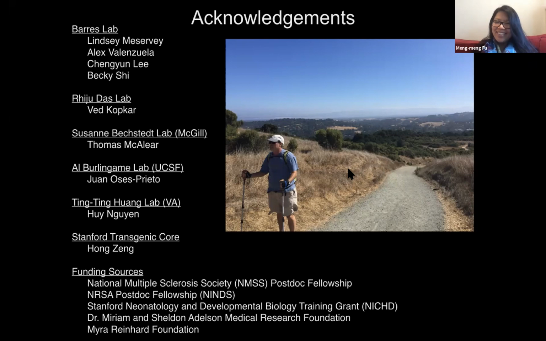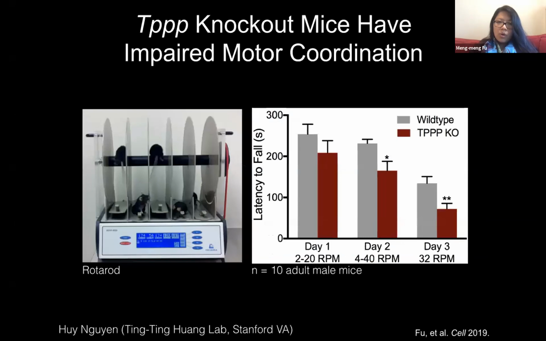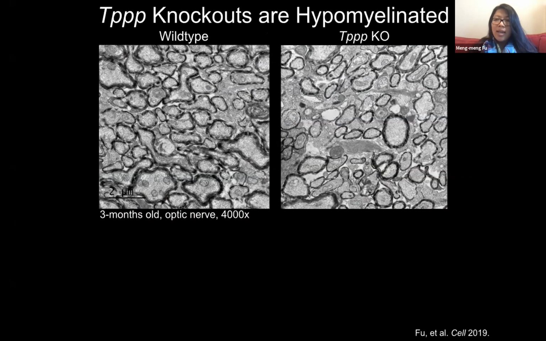That's really exciting. So I have another question from the chat. How do you relate structurally and functionally more branching with less myelin sheath? Yes. So let me go back to that. So we do not see fewer myelin sheaths. So we see thinner and shorter myelin sheaths.